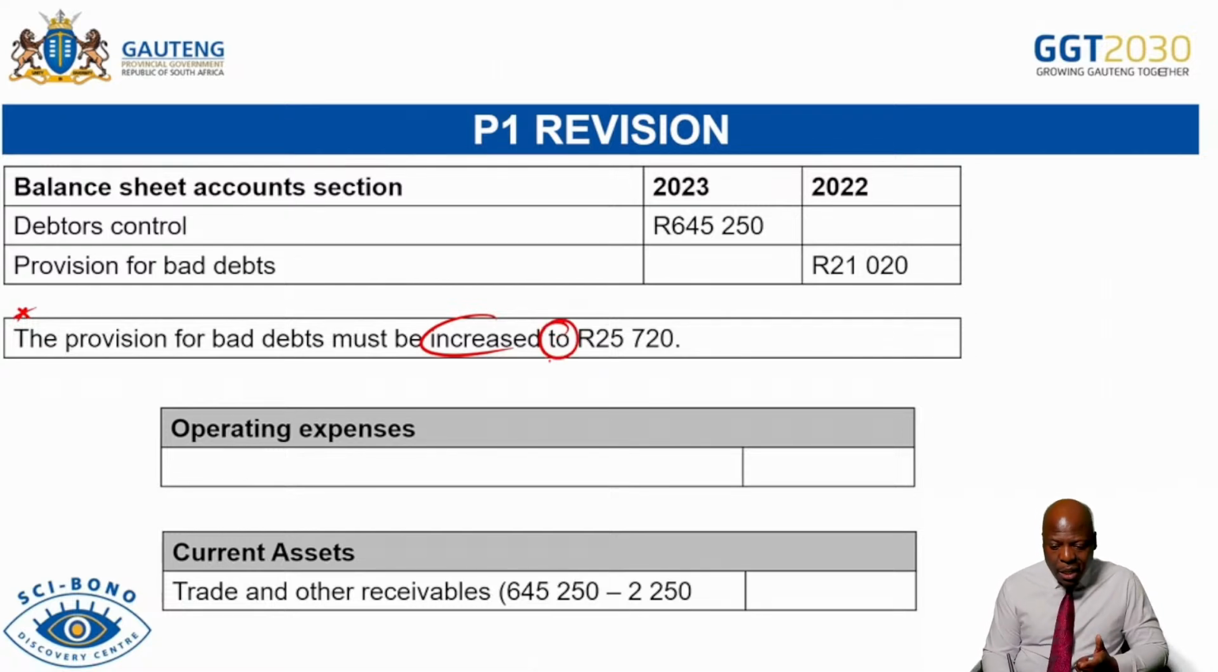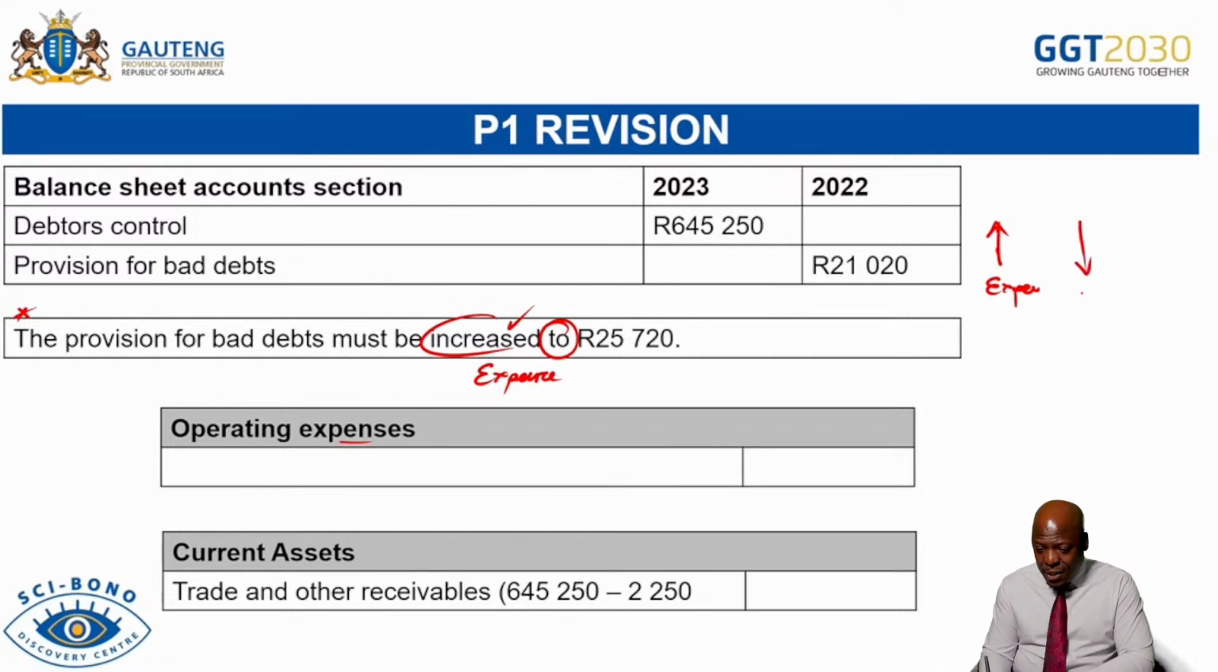So these are very key words. We know that once your provision for bad debts has been increased, therefore we're dealing with an expense in the statement of comprehensive income. So hence you see operating expenses over there. But how much is the expense? Do we record the 25,720? No. In the statement of comprehensive income, we record either an increase, which we know is an expense, or a decrease, which we know is income.